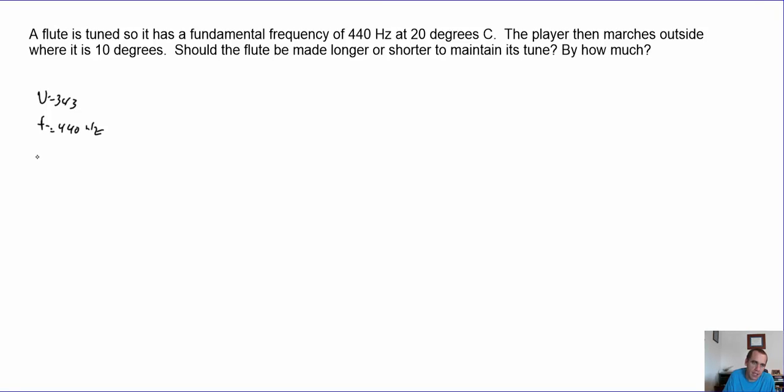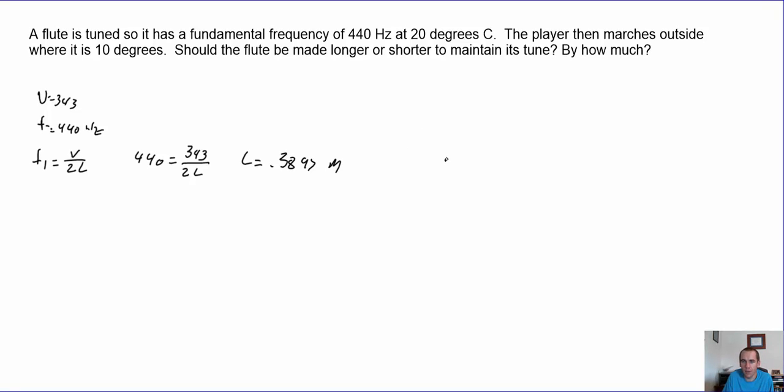Now, a flute is an open tube. It's open on both sides. So that means F1 equals 440 equals the speed divided by 2L. So I can say 440 equals 343 divided by 2L, and see that the length of this tube is actually 343 over 880. L equals 0.3897 meters. Okay? The next thing it says is we go outside, should it be made longer or shorter?